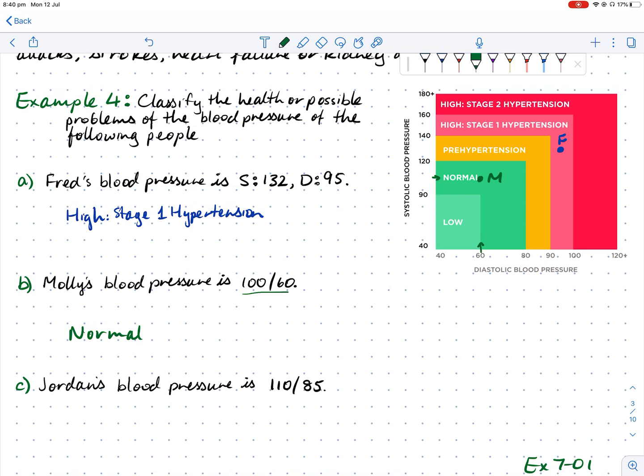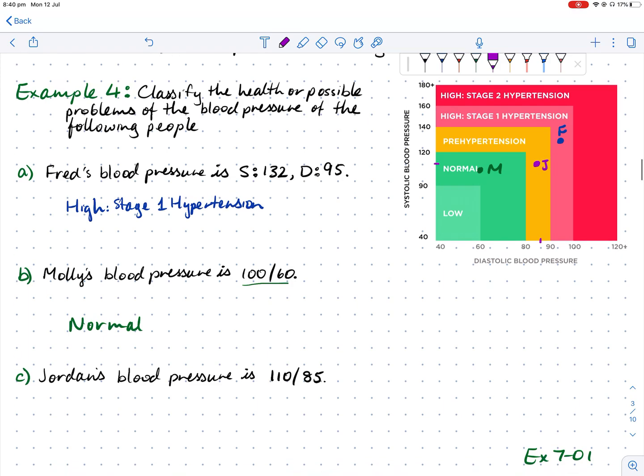The last person we've got is Jordan. So Jordan is 110/85. 110 is going to be about there, 85 is about here. So Jordan's going to be approximately there. Jordan's probably got pre-hypertension, so it's not in a very serious stage yet, but it's a little bit higher than normal. Okay, so Jordan's probably at a stage of pre-hypertension.